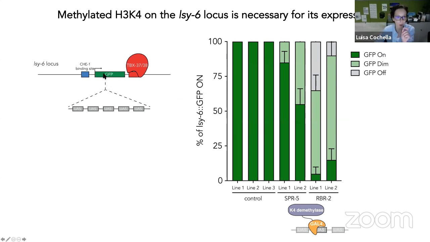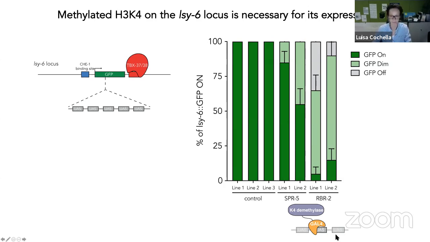We generated, again, a locus in which we introduced the UAS binding sites in an intron of our GFP. So this locus is expressed normally because the TVX factors can bind. They can prime the locus, then Q1 can bind, and we can see here three different control lines where this locus is expressed normally, also if we tether just the Gal4 DNA binding domain. But if we now tether an enzyme that removes the methylation of histone 3 lysine 4, we actually start losing Lausitz-X expression. And it's more prominent when we tether RBR2, which is an enzyme that removes trimethylation of, actually now I'm not sure, trimethylation or dimethylation, I apologize.